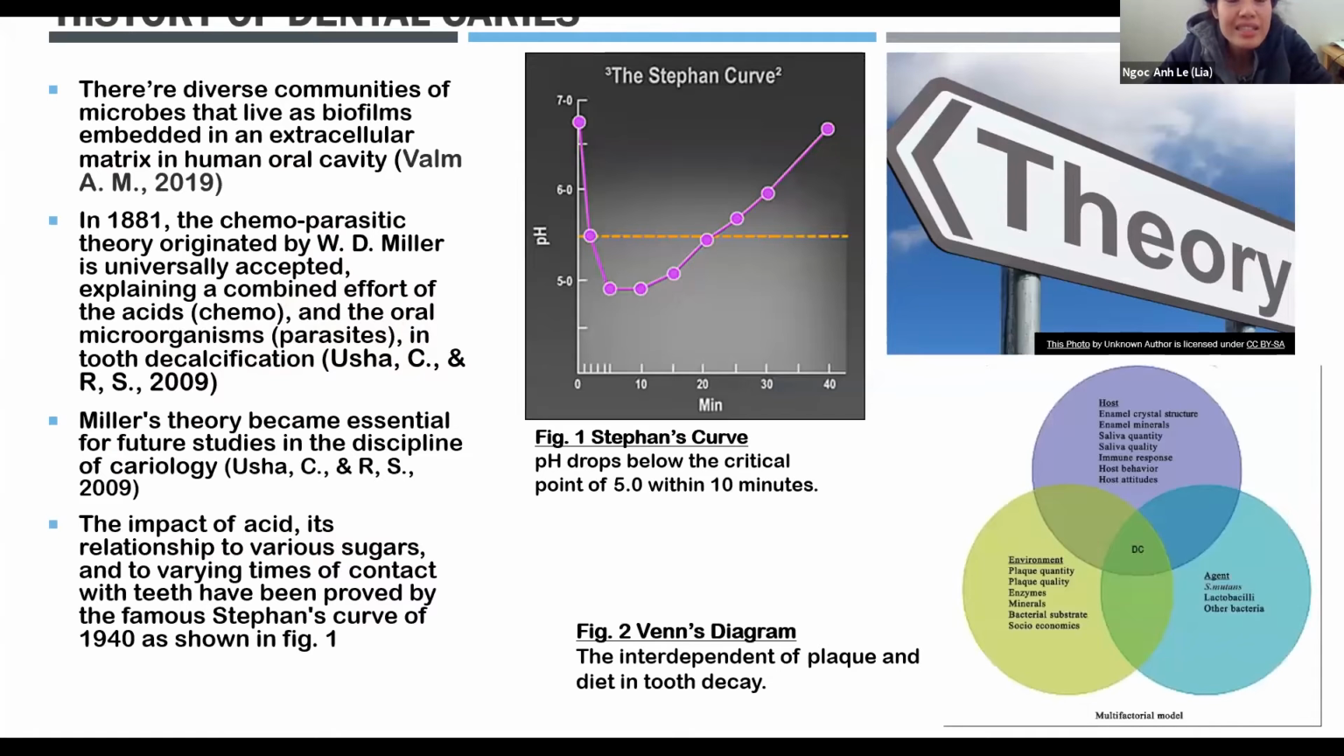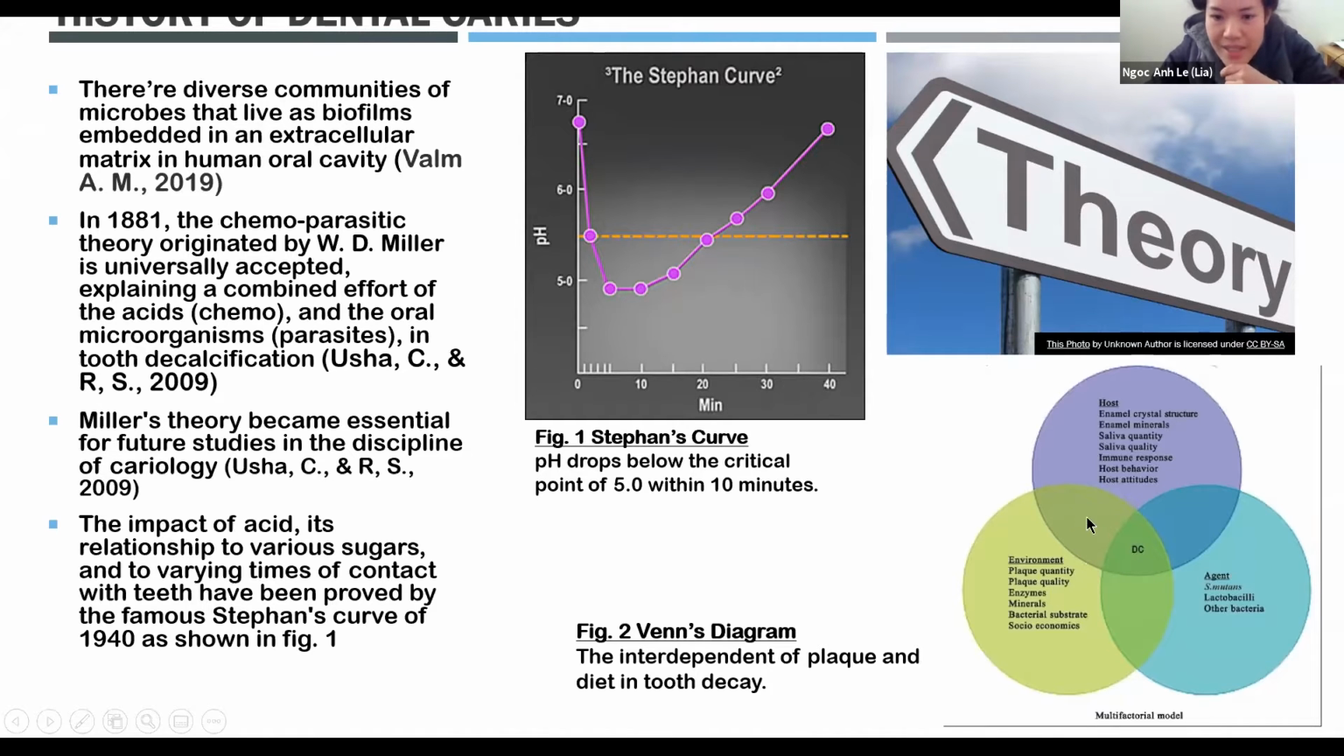Let's look at the history of dental caries. There are diverse communities of microbes that live as biofilms embedded in an extracellular matrix in the human oral cavity. In 1881, the chemoparasitic theory originated by W.D. Miller, universally accepted, explained a combined effort of the acids and the oral microorganisms in tooth decalcification. As you can see, this is called the Stephan Curve, from the 1940s. It shows that within the first 10 minutes of consuming sugar, the pH drops below the critical point, which is 5.0.